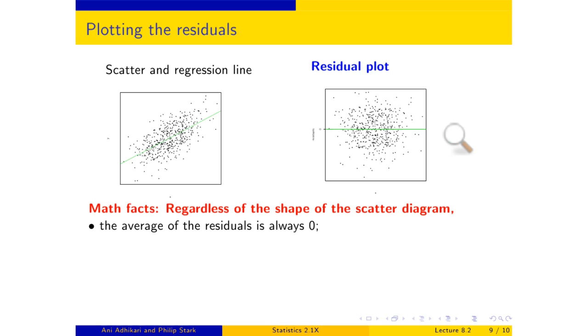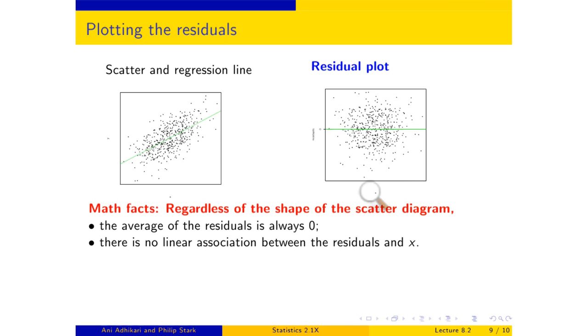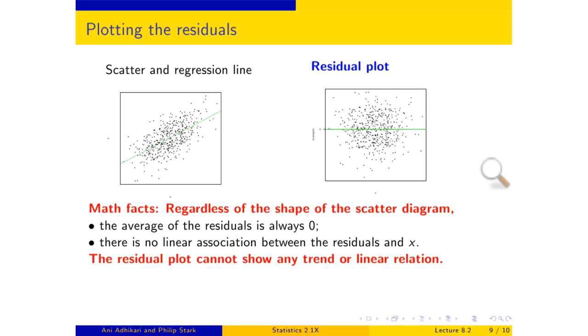And it is also true that no matter what the shape of the scatter diagram, the residuals have no linear association with x. In other words, when you draw the residual plot, it is going to be flat. It cannot have a linear trend. It doesn't matter what the shape of the scatter diagram is. Your residual plot cannot show any trend or linear relation. If you have a residual plot and it looks like that, you have done something wrong, I'm sorry.